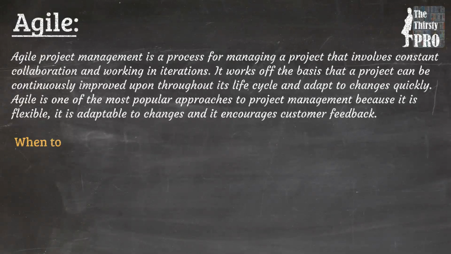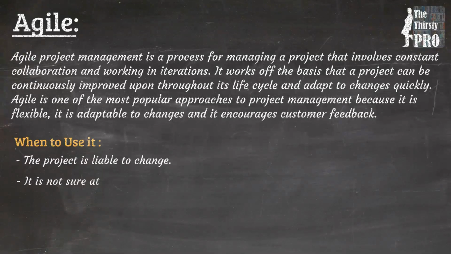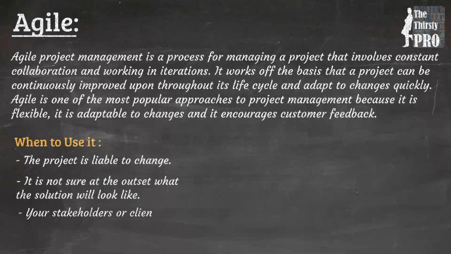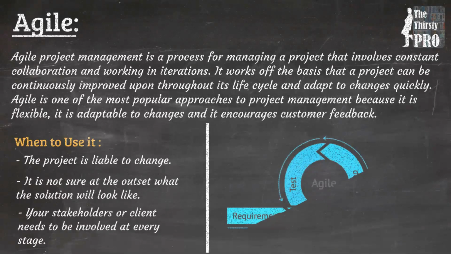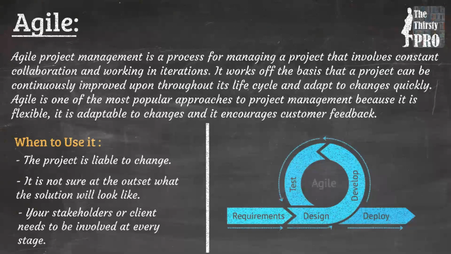When should we use it? In cases where the project requirement is liable to change or changes frequently, or it is not sure at the outset what the solution will look like, or your stakeholders or client need to be involved at every stage. This is how the Agile project life cycle looks like. You can see that this approach accepts the improvements and changes before deployment and reprocesses them to complete the outcome.